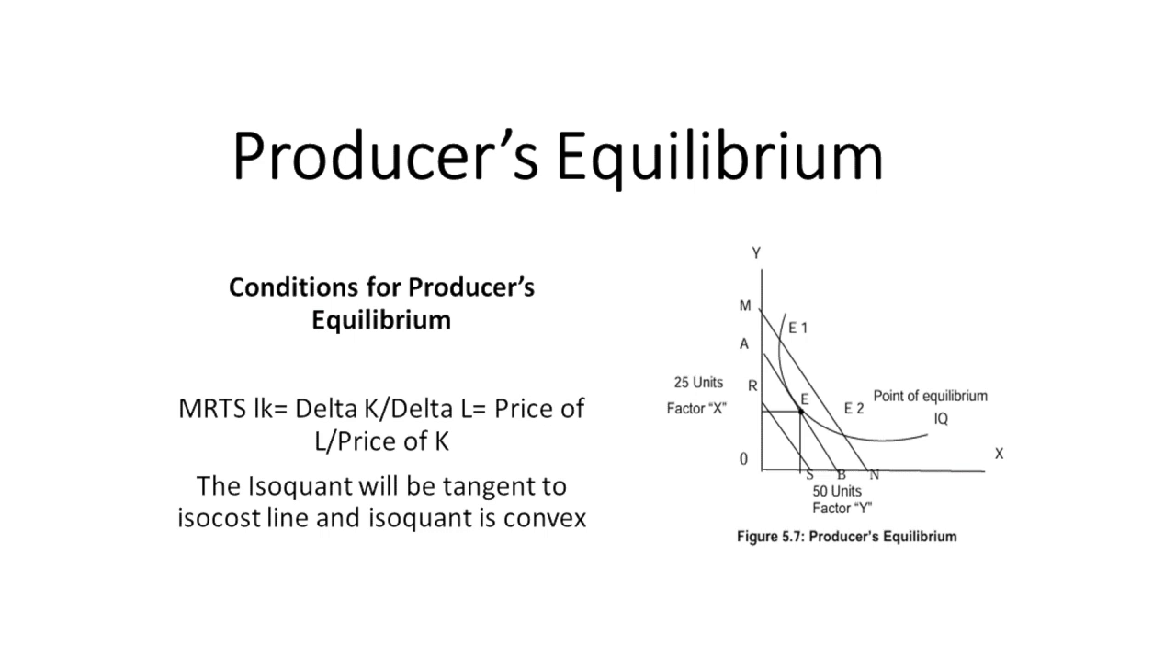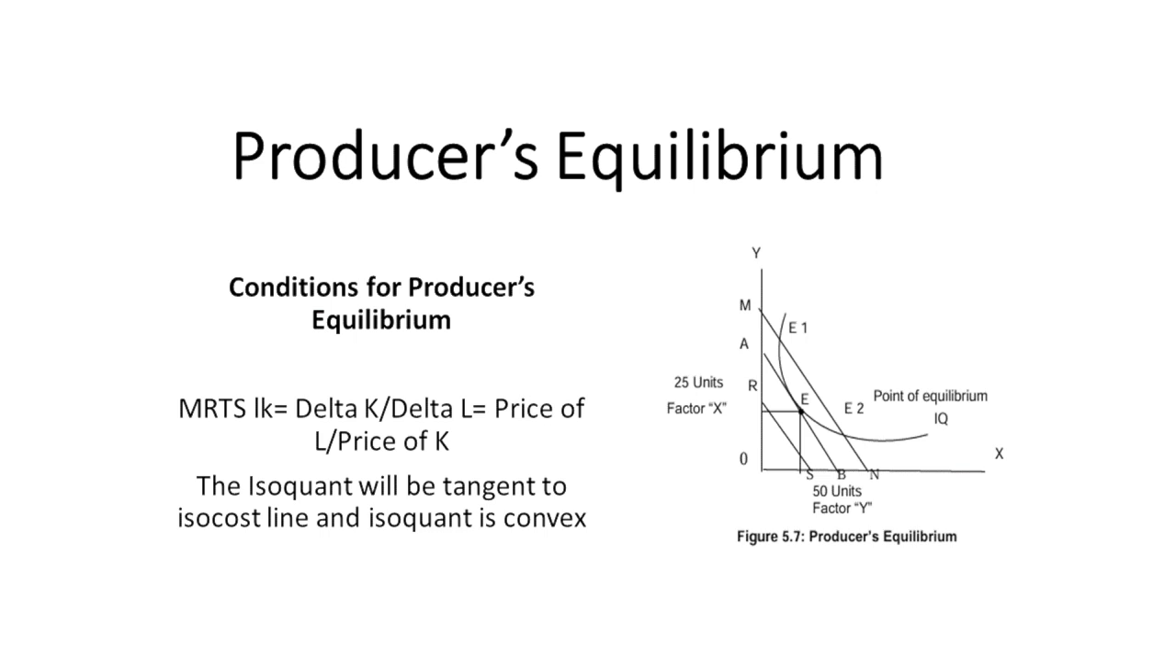The ultimate aim of the producer is to maximize the output with the minimum cost. Point E is where this equilibrium is achieved. That is called the producer's equilibrium.